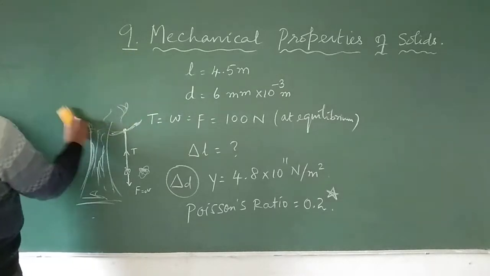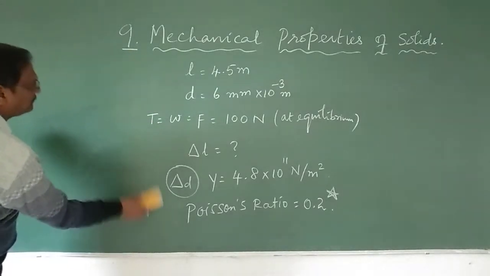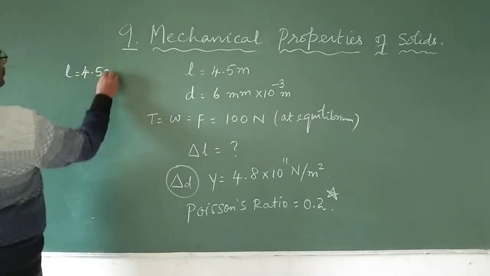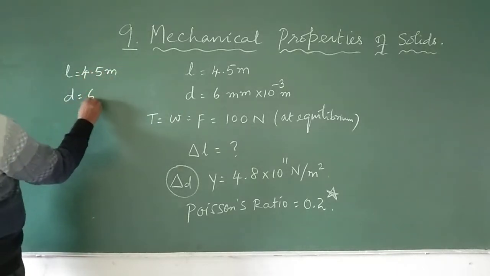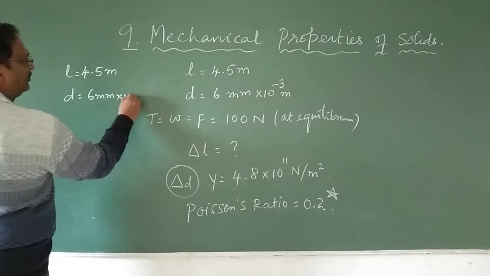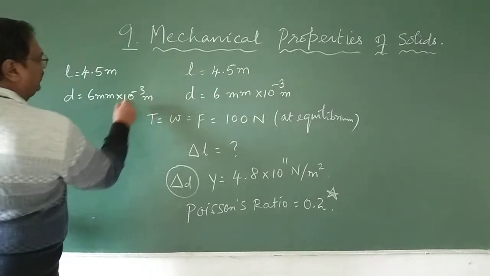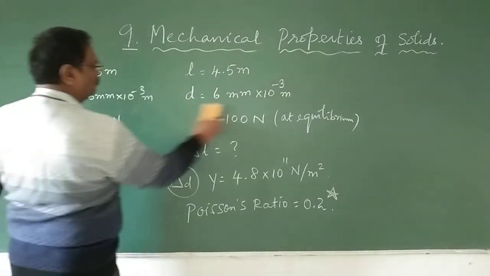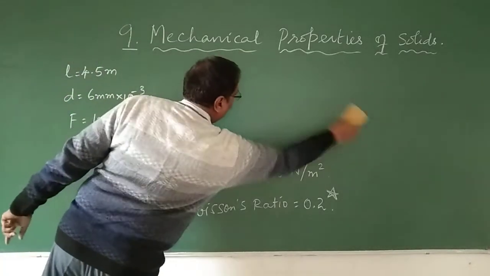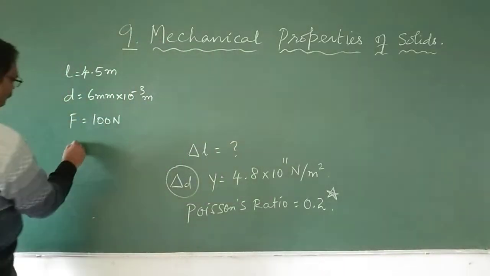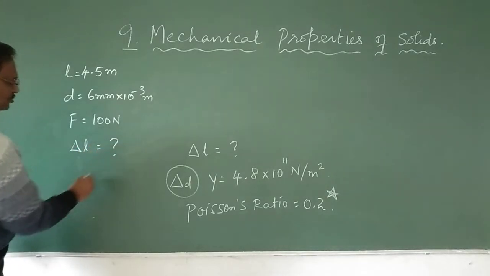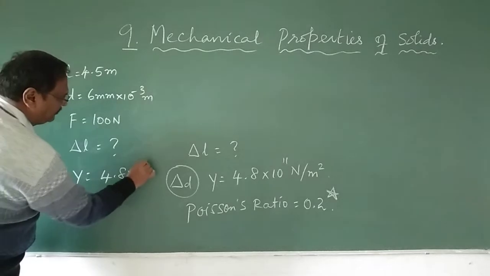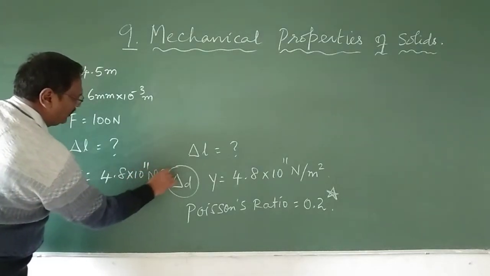So let me erase this part from here. Now length is equal to 4.5 meter and the diameter is equal to 6 millimeter into 10 power minus 3 meter, and the force acting is equal to 100 Newton. So all this I can erase to solve the problem here. We want to calculate delta L, and the Young's modulus is given as 4.8 into 10 power 11 Newton per meter square.